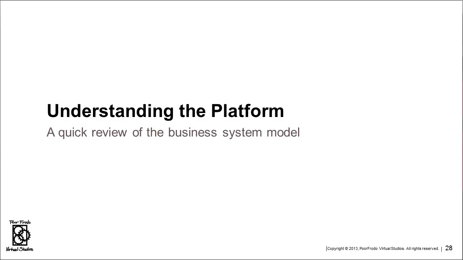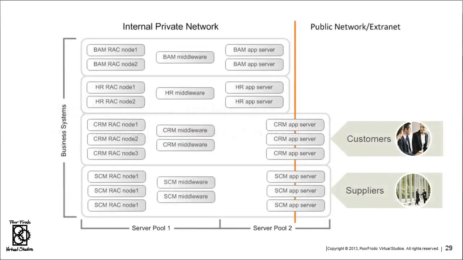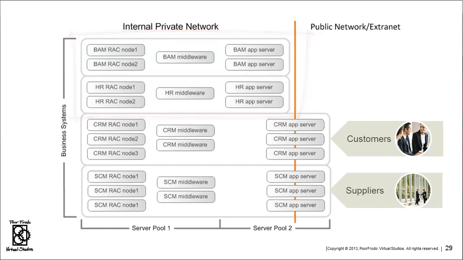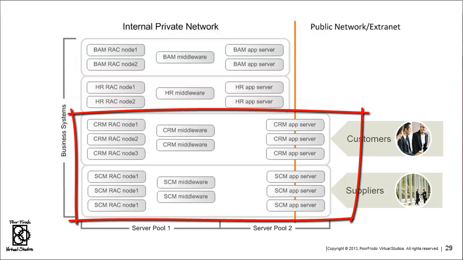So in order to understand what we're trying to design, we need to understand the business systems that we saw in the last video. So we'll just do a quick review of the business systems before moving on. As you can see, this is basically the last slide we saw in the last video. We have two types of business systems: internal private cloud applications like BAM and HR, plus external facing cloud applications such as CRM and SCM.